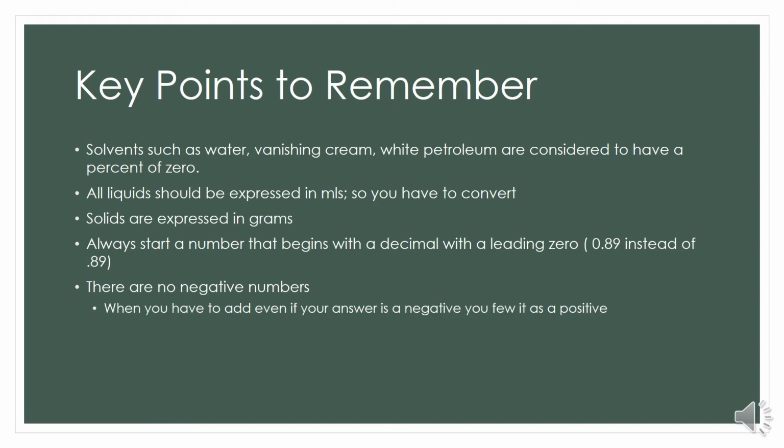Solids are expressed in grams. Always start a number that begins with a decimal with a leading 0. For example, 0.89 instead of .89. You don't want to miss that decimal point and then be 89, because you could overdose someone. There are no negative numbers. So when you get to the part where you have to subtract and it gives you a negative number, you just use it as a positive. Okay? No negative numbers. Remember that.